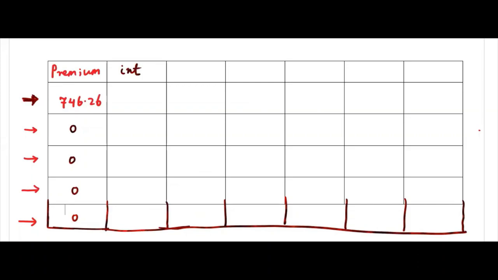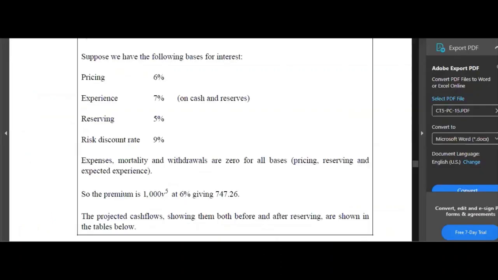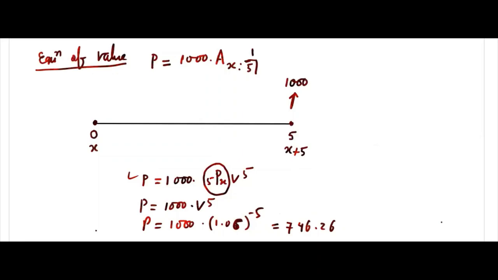You have to tell me the interest here. What is the interest here? Okay, tell me reserving. Pricing is over. We'll go to reserving.